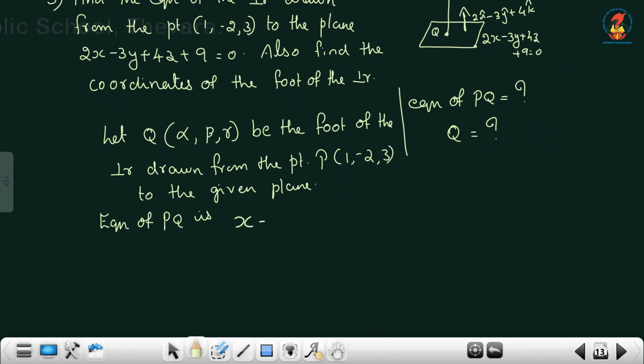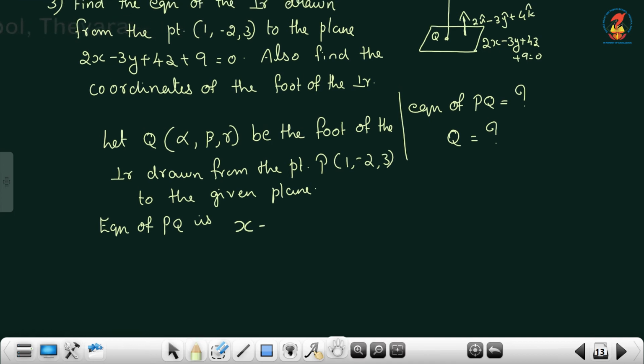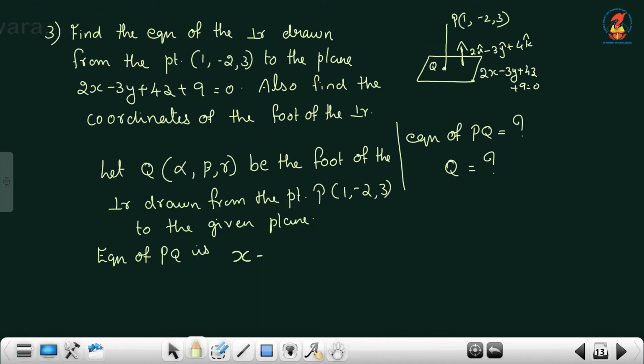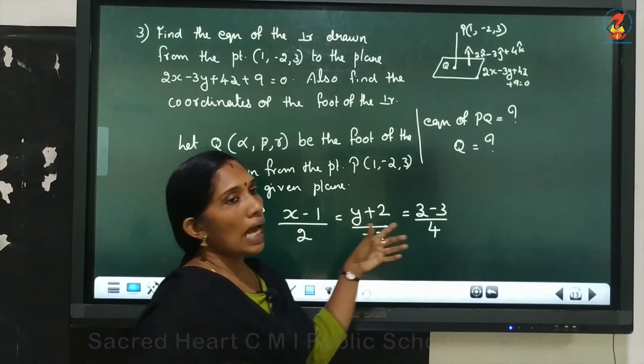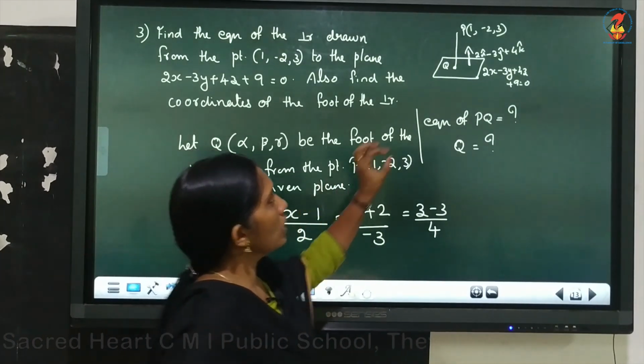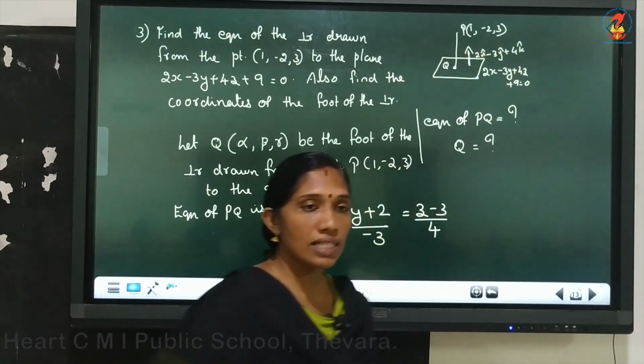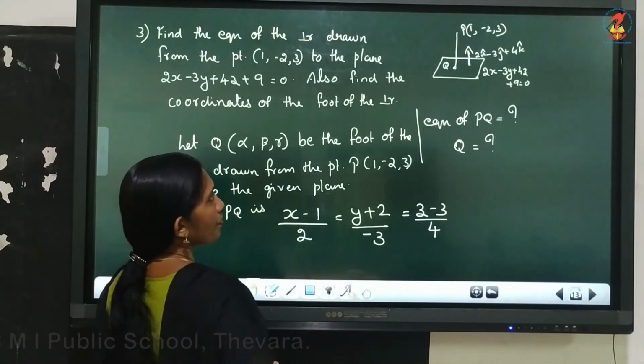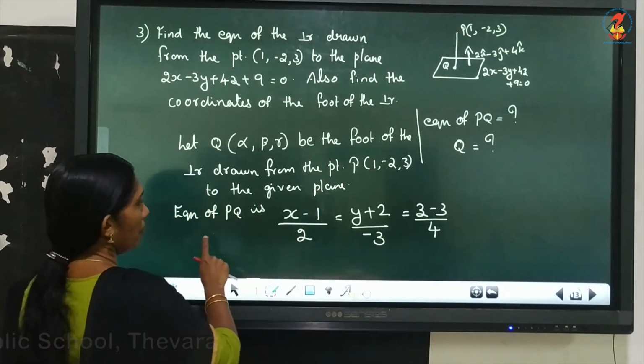x minus x1. What is the point? The first point is 1, so x minus 1 by the parallel vector's first part, that is 2, is equal to y plus 2 by minus 3, z minus 3 by 4. Like this we can write the equation of a line passing through a single point and parallel to a given vector. Parallel to a vector means we can take the normal as the parallel vector. Now, this is the equation of PQ.